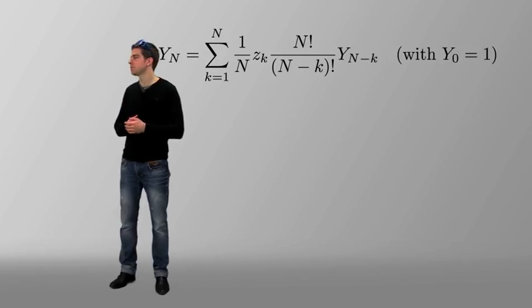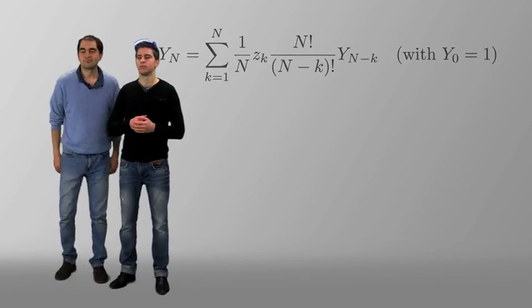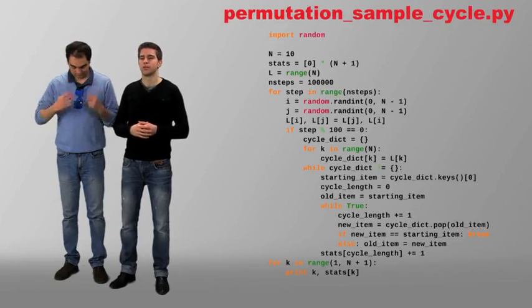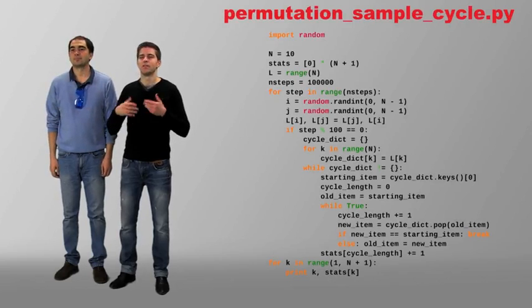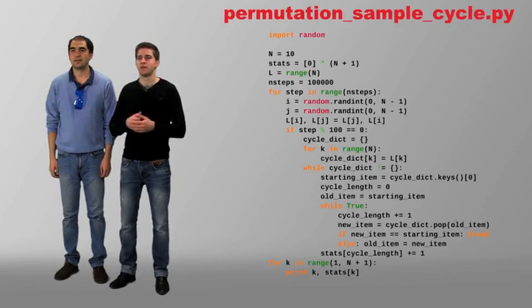Next, Alberto will apply this relation to bosons. But before listening to him, please take a moment or two to download, run and modify the program permutation_sample_cycle.py with its characteristic use of dictionaries, one of the key features of modern programming languages like Python.